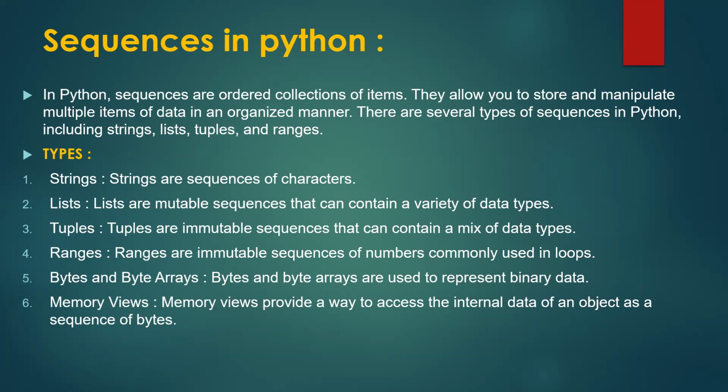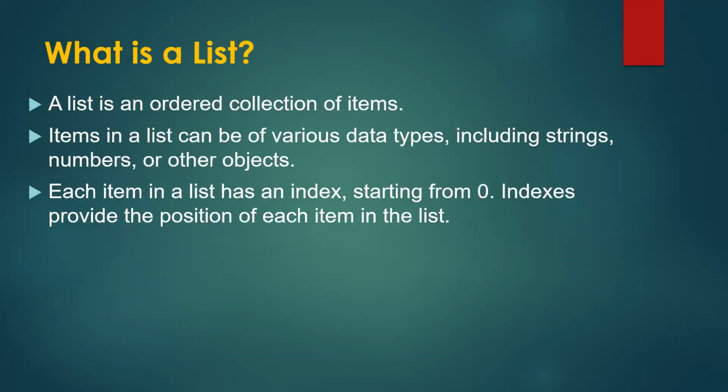The fifth one is bytes and byte arrays. These are used to represent binary data. The last one is memory views, and it provides a way to access the internal data of an object as a sequence of bytes.